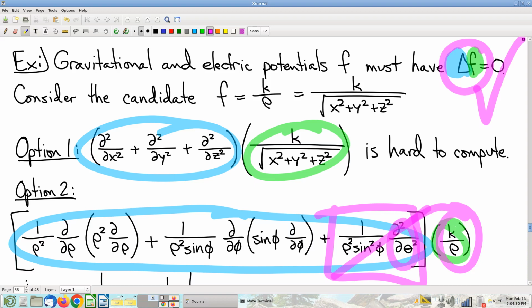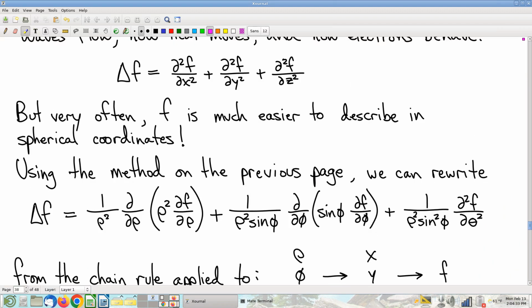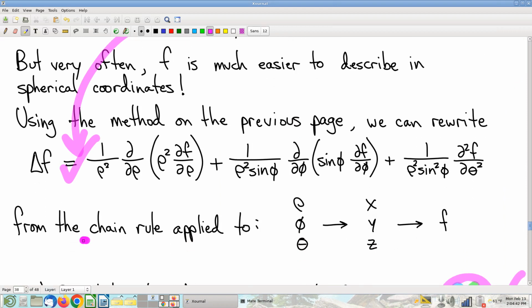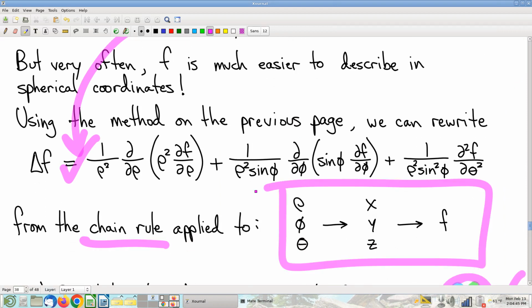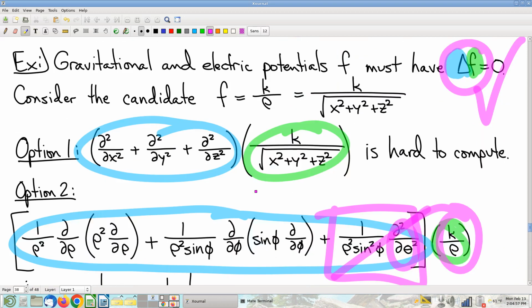And the thing that made this possible is the ability to rewrite the rectangular Laplacian as the spherical Laplacian, which was possible because of the chain rule, second derivative chain rule applied to this diagram, like on the previous page. So, really important stuff in physics and engineering, and big advantages down here. How we doing? Everybody on board? Okay. Alrighty. So, moving along.